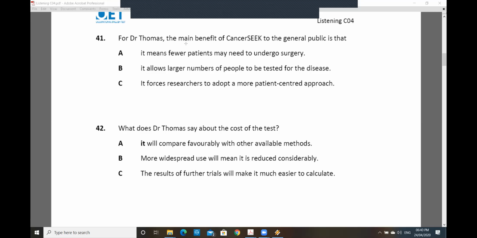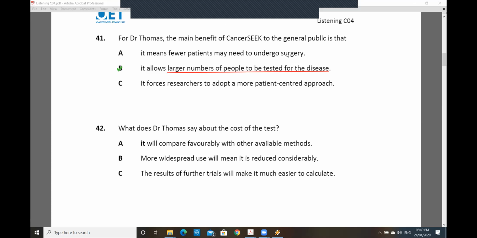Because Dr. Thomas said that the cancer seek was a non-invasive test, so it can be done by a primary healthcare worker and so can provide larger access than the previous. Yes, it can improve the accessibility of the test. Yeah, so correct. B is the correct answer here.